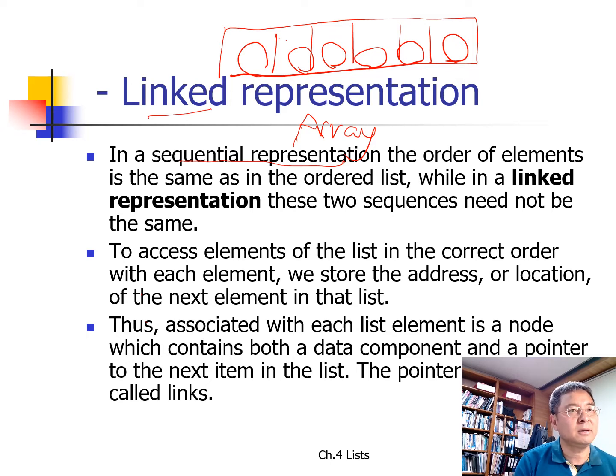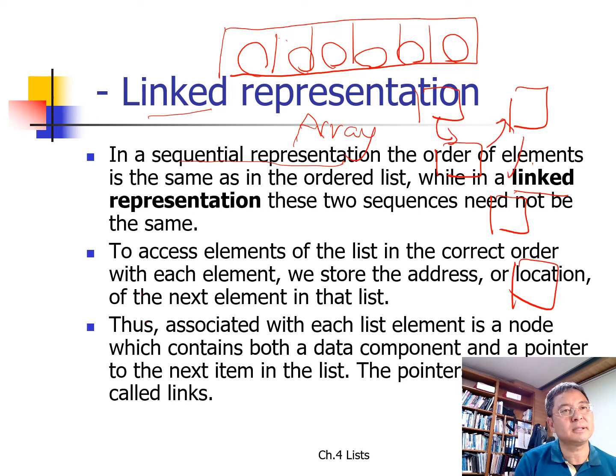That means that in an array, all data are stored in a contiguous memory space, and sequential data must have their ordered sequence. But in a linked representation, these data are not stored in sequential memory space. So this linked representation, this is a linked representation, and this is an array. Quite different approaches of data structures.